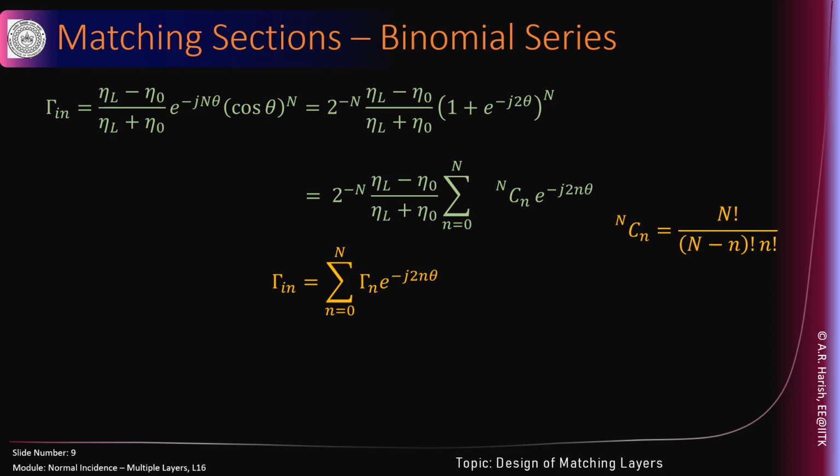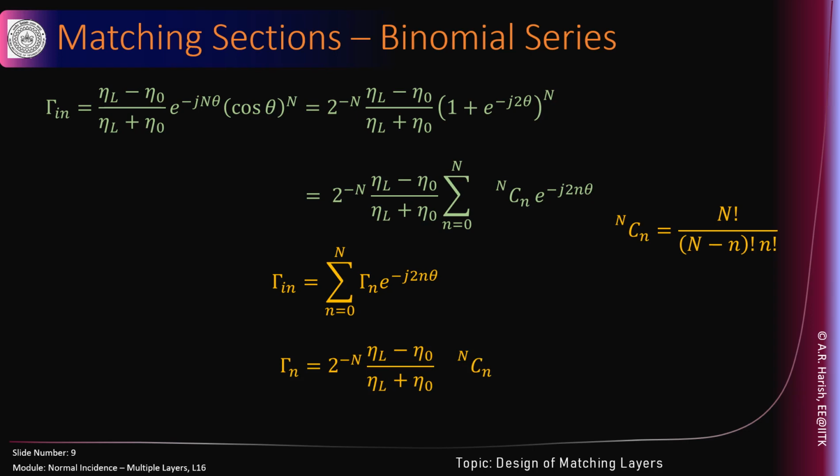These two should be the same, because we want this polynomial, which was assumed to be 1 plus e to the power of minus j 2 theta to the power of n, to represent our reflection, that is gamma in, generated by our system of multiple slabs. Therefore, these two gamma ins must be the same. So we just have to match the coefficients to get the value of gamma in. That is not a very complicated job.